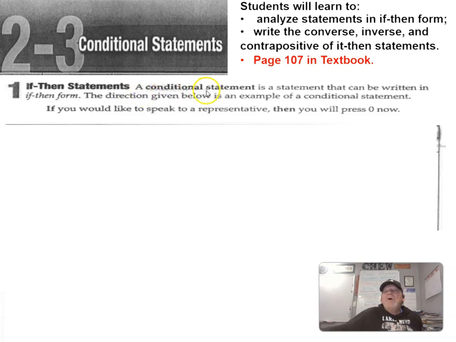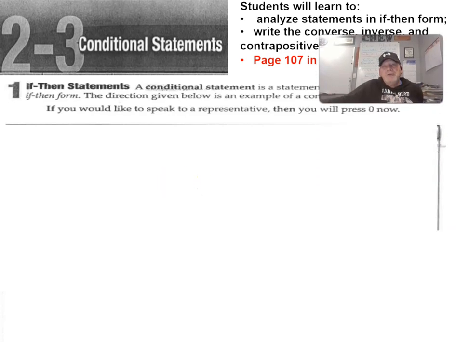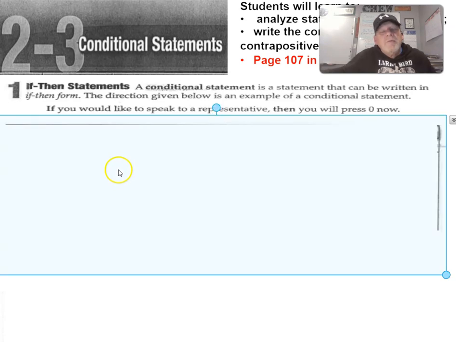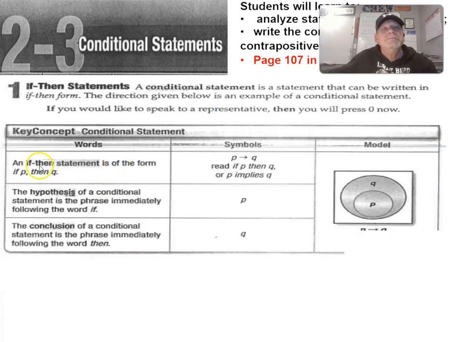If-then statements are conditional statements, which can be written in if-then form. The direction given below is an example of a conditional statement: if you would like to speak to a representative, then you will press 0 now. So there are certain things that you can identify and use. Let's talk about some of those now.